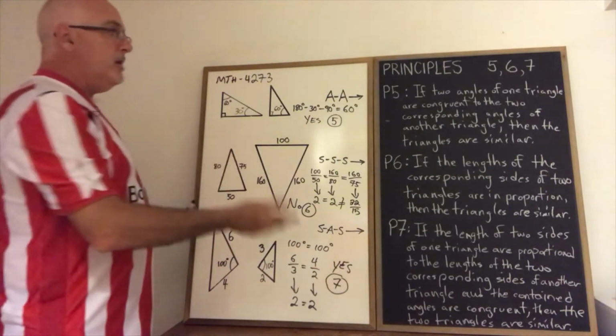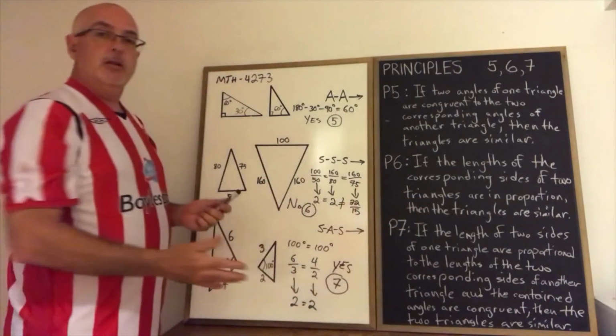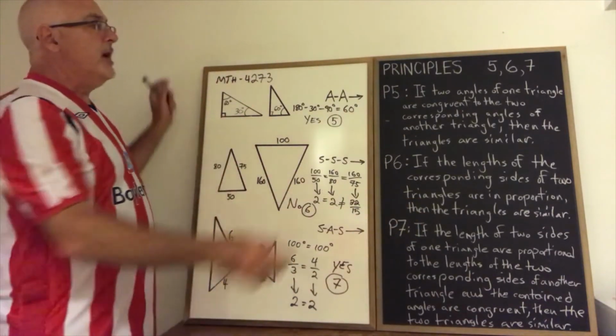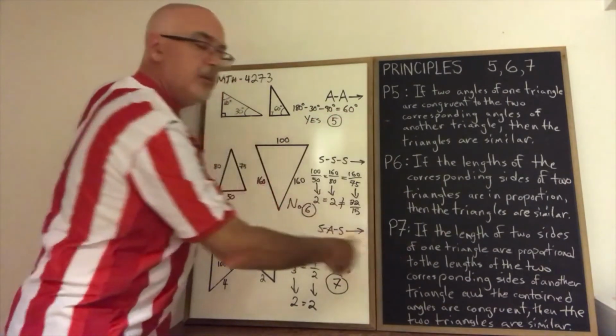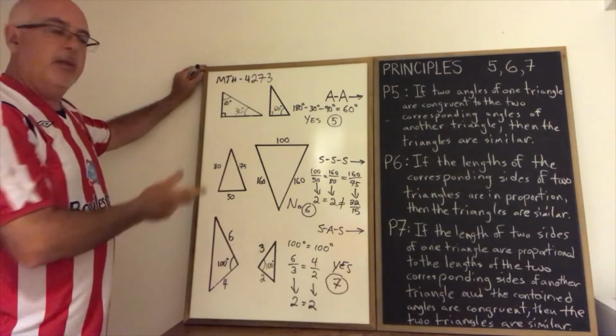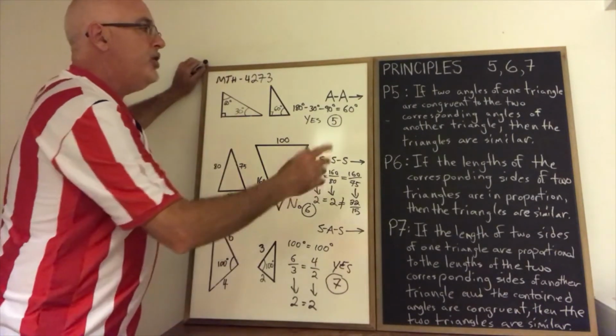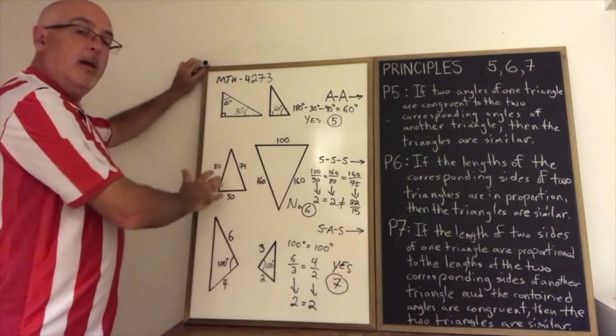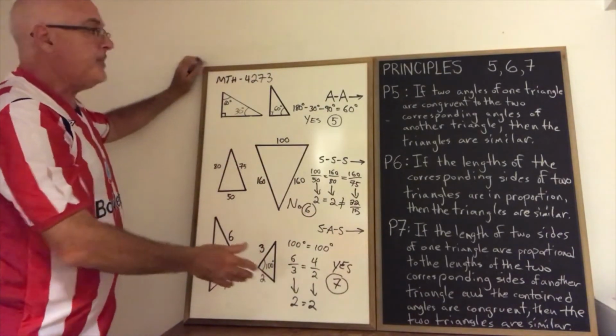But the value of these three principles that judge similarity is that you don't have to know dozens of different scenarios. If you're familiar with these three principles and how they work, then whenever you're in a situation where you need to judge whether two triangles are similar, you should be able to figure out which of these principles applies and then apply it, much like I just did.